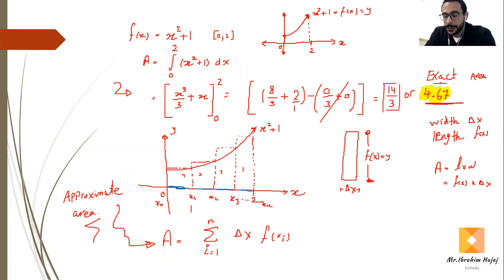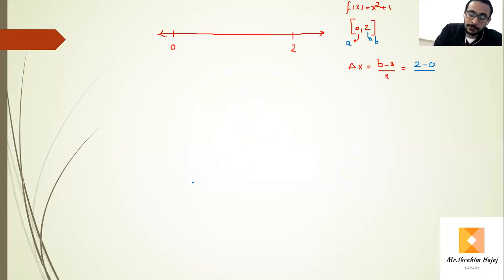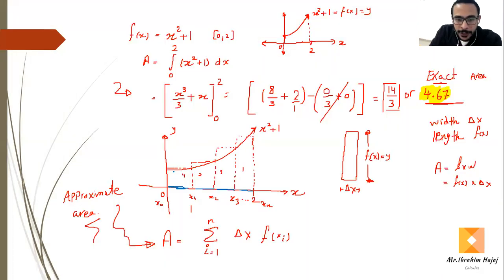Yes. Let's see, n is 4. Why? Because I divided my area into 4 rectangles. So 2 minus 0 is 2, over 4, which is now half. Delta x represents the width of each rectangle. So from 0 to the next point, x1 should be half. From x1 to x2 should be 1.0, and then from x2 to x3 it should be 1.5, and so on till 2.